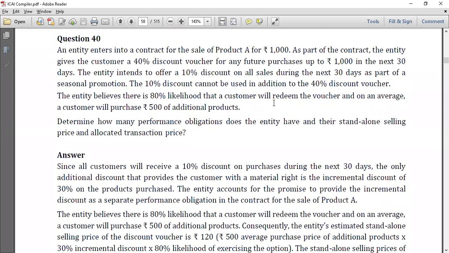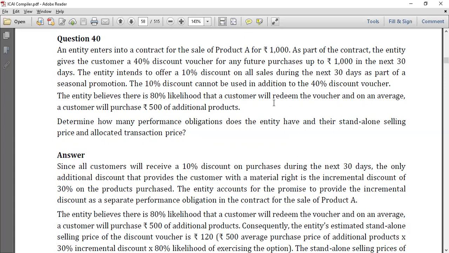Next, question number 40. In this, an entity enters into a contract for the sale of product A. The entity is selling product A for 1,000 rupees. As a part of that contract, the entity is providing a 40% discount voucher to the customer. And this 40% is in addition to the 10% discount that is given on all sales.